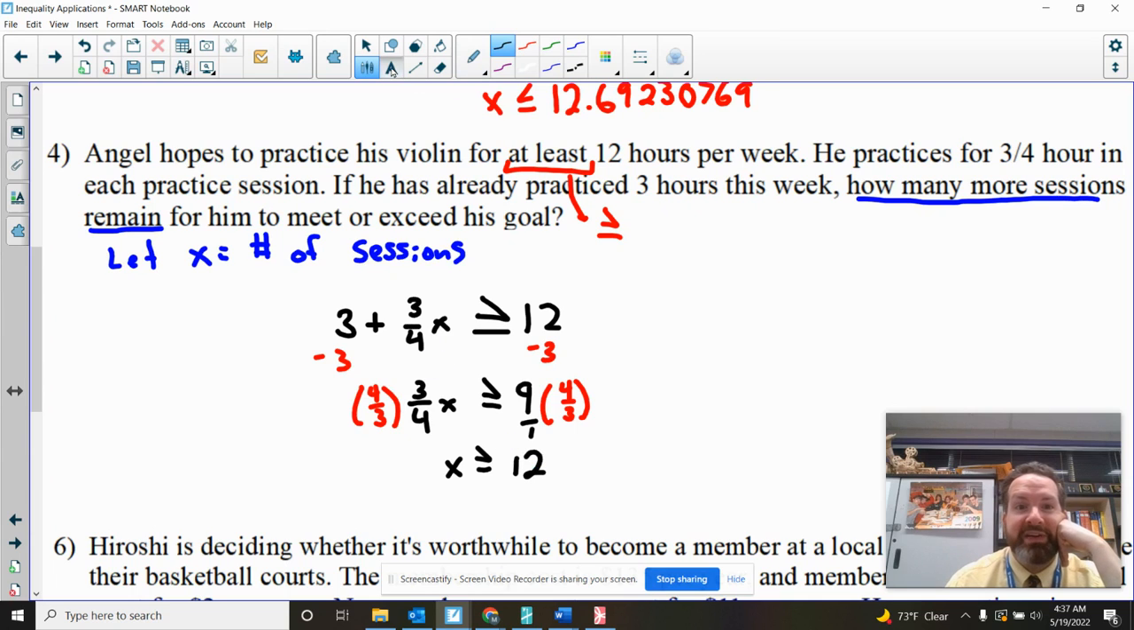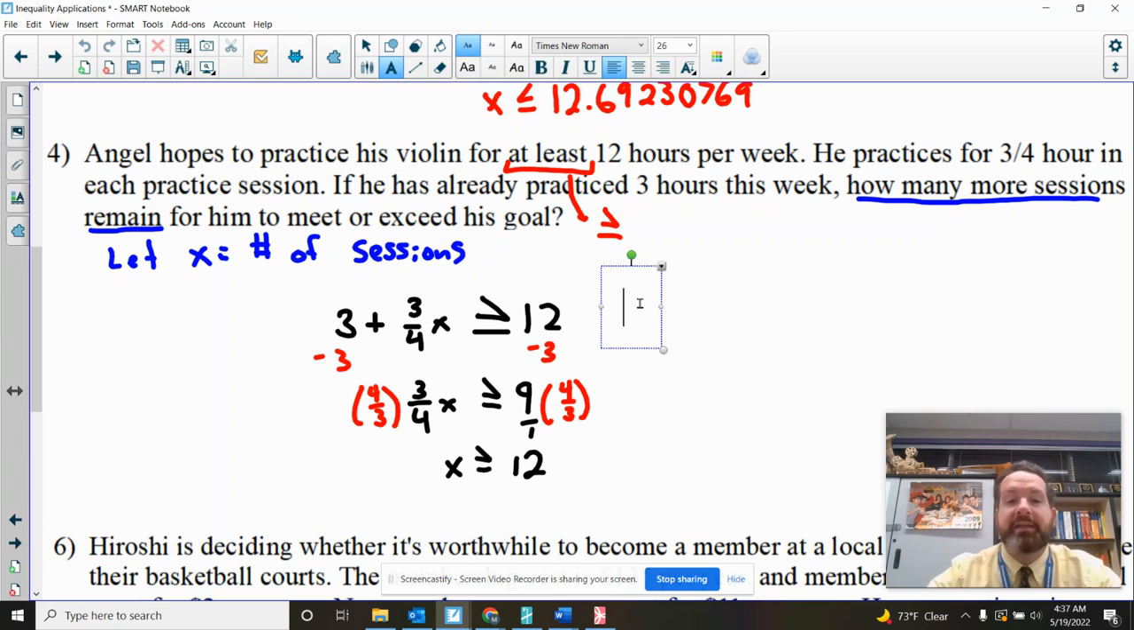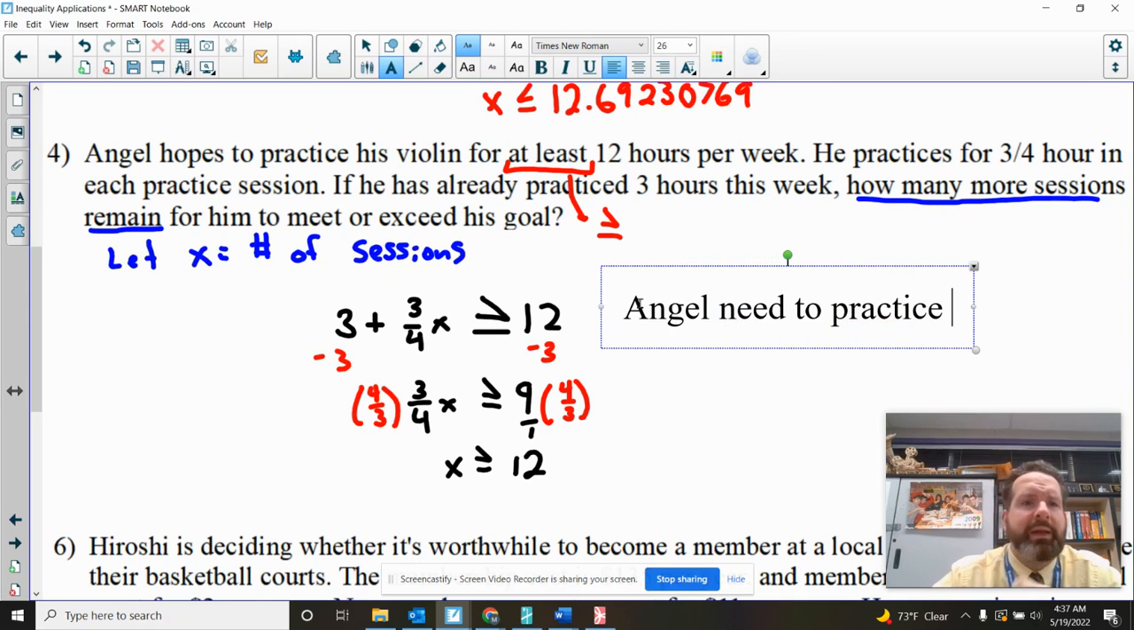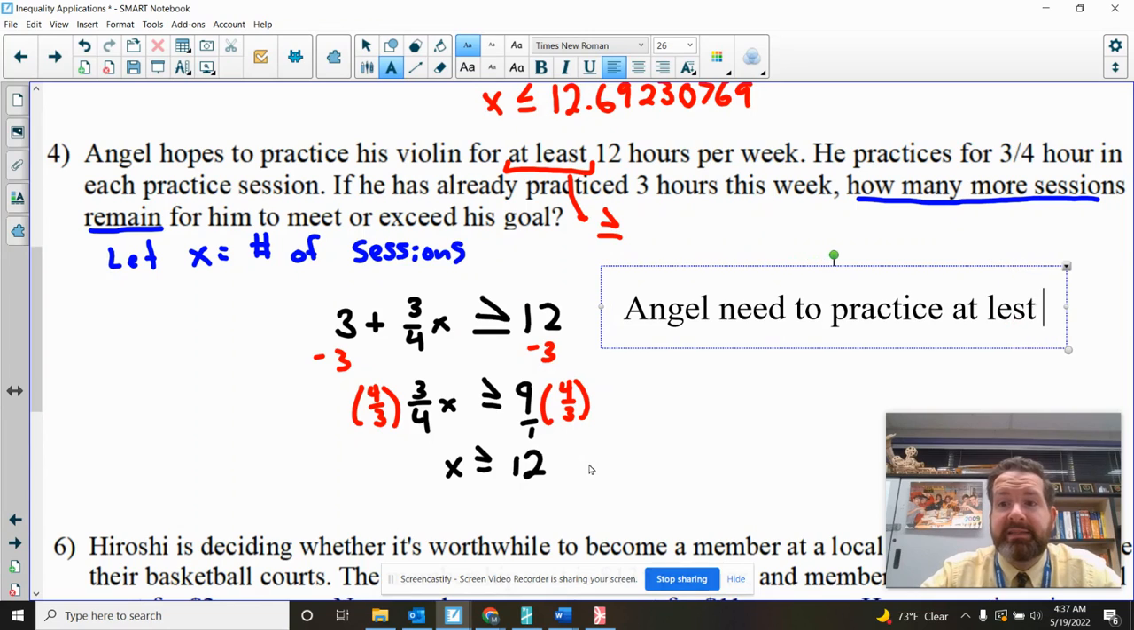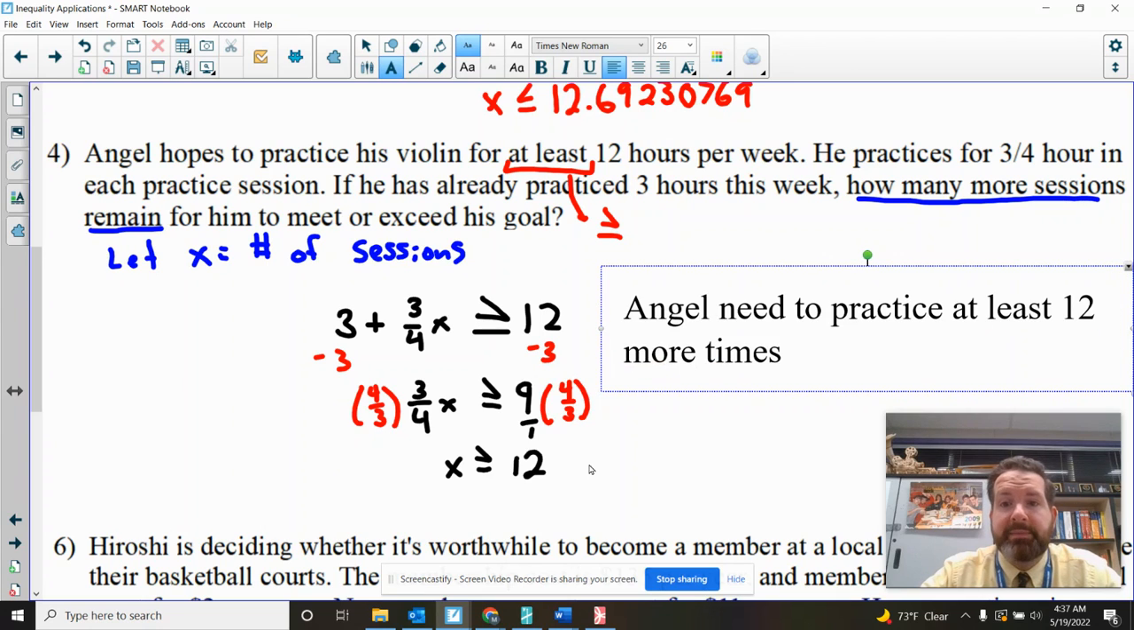Okay, so we have solved the inequality. Now the solution in context. The problem is about Angel and the violin. Angel needs to practice. What does x represent? The number of sessions. Now x is greater than or equal to 12. So for greater than or equal to, what can we say? We can say at least, just like the problem did. And I think actually that's what I'm going to do. That's probably the simplest one. Angel needs to practice at least 12 more times this week.